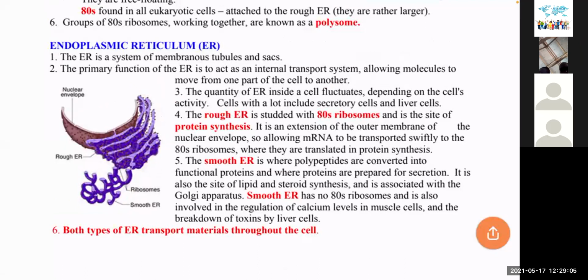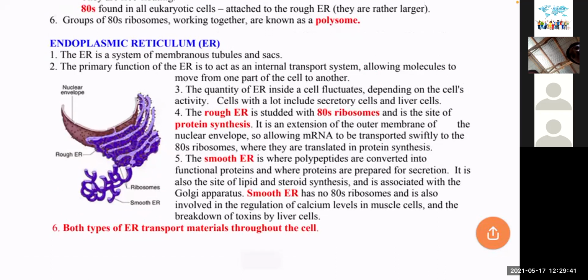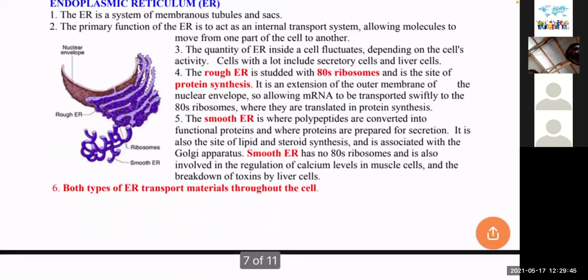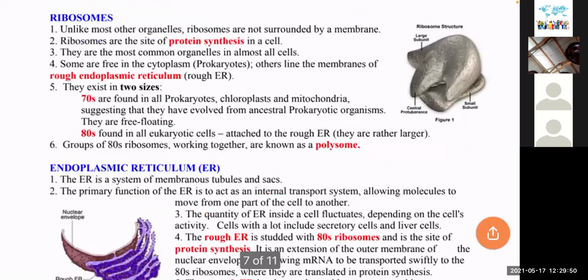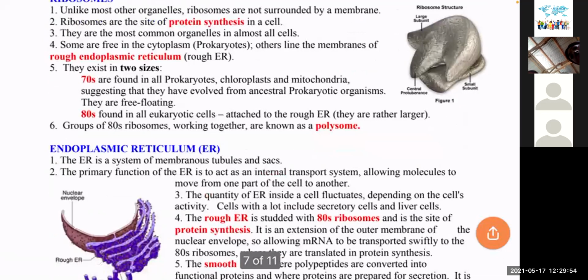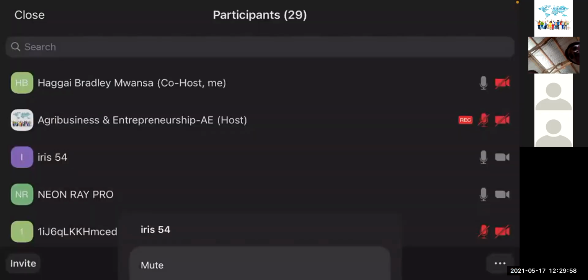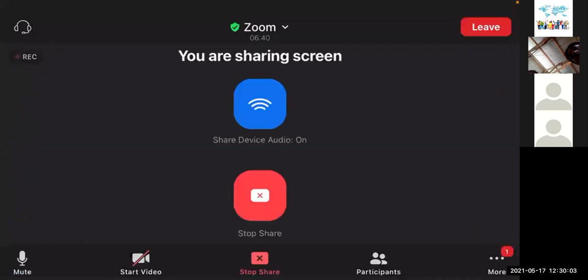So I was saying, we discussed something about the rough endoplasmic reticulum, to say it started with the 80S ribosomes, hence making it the site of protein synthesis. Then about the smooth endoplasmic reticulum, we said it is also a site of lipid and steroid synthesis.